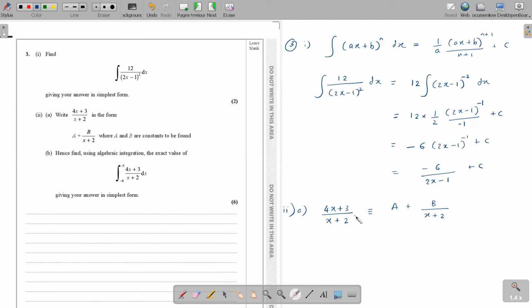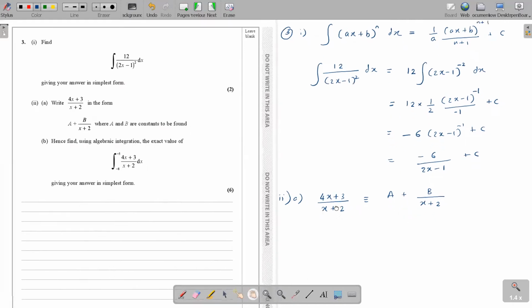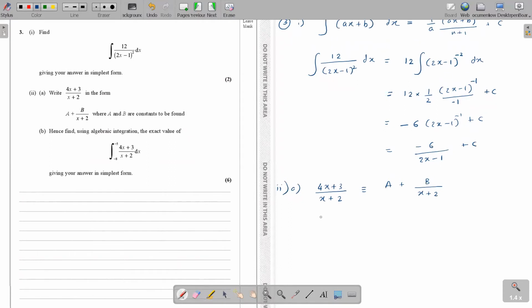Either you could divide, or you could just compare coefficients, take this x plus 2 to the other side and get the a and b values. I think I'll take the x plus 2 to the other side and get the a and b values. I'll show you another way also. There's another simple trick to get this as well.